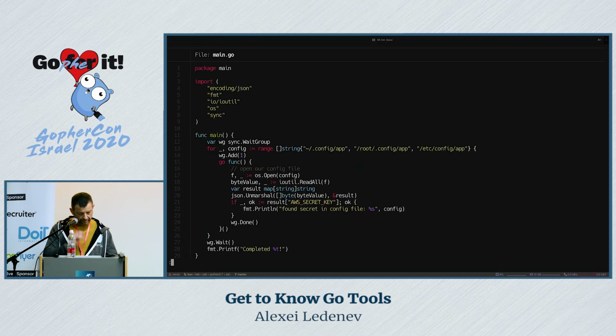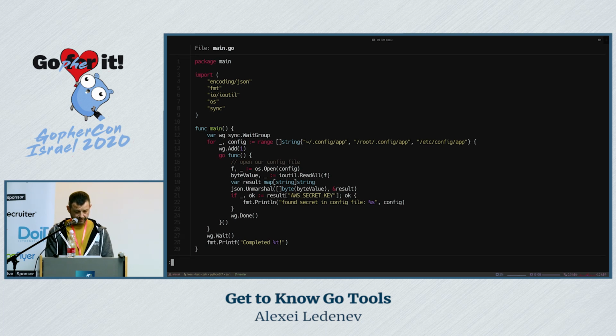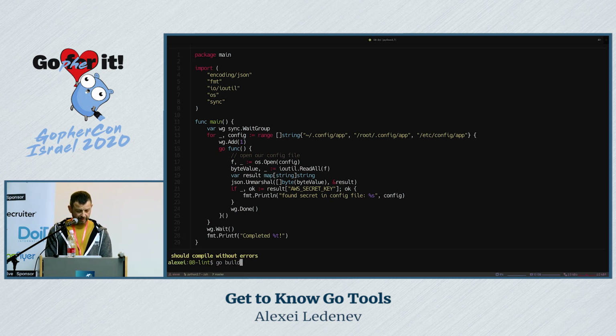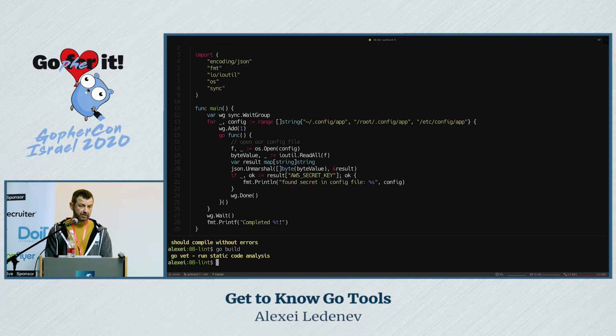Let's say I have code here. What it does is take a list of JSON configuration files, open these files each in a separate Go routine, and search for a specific key, let's say the AWS secret key, and output the name of the file. Pretty simple utility. So I'm running a build, it compiles, it's valid Go syntax, no problems here.